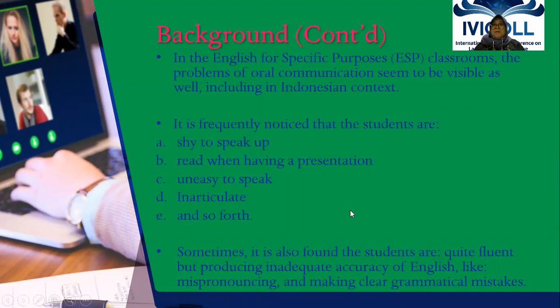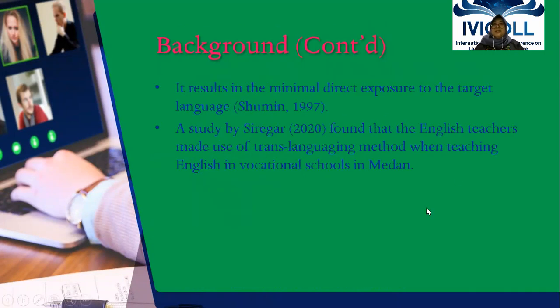It is also sometimes found that students are quite fluent in speaking English, but they produce insufficient accuracy, like mispronunciation or clear grammatical mistakes. Those things, however, result in minimal direct exposure to the target language, because the speakers feel that they have no capability to speak English, so they minimize their exposure to the target language itself.